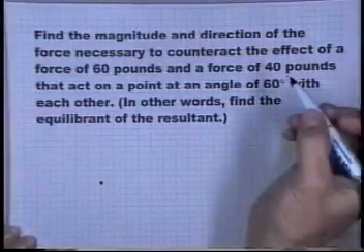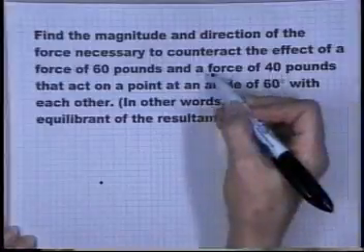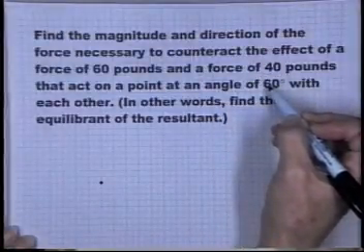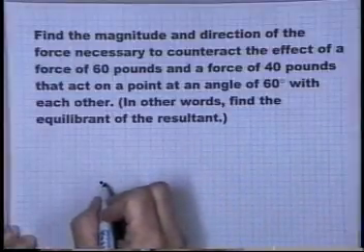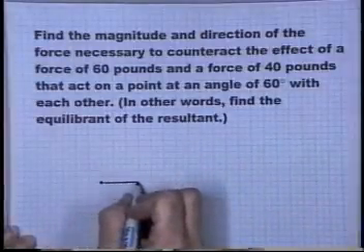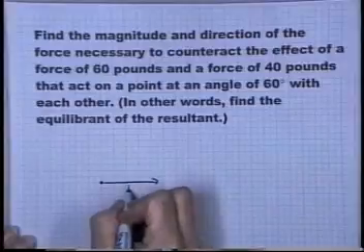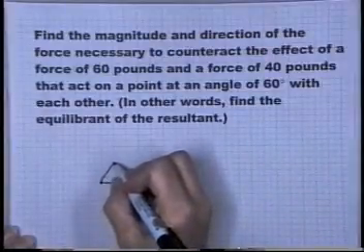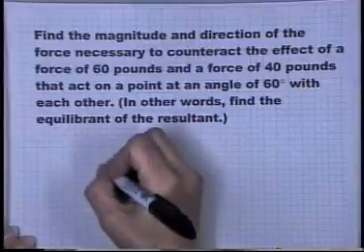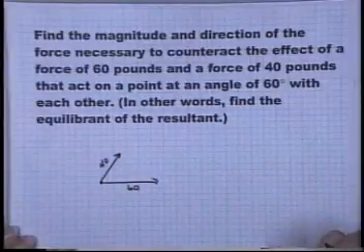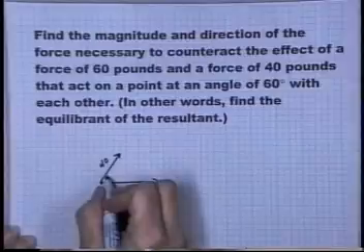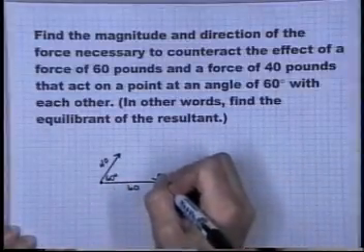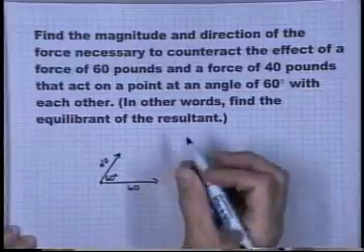Okay, let's choose an initial point. And again, we know that these two forces of 60 pounds and 40 pounds have an angle between them of 60 degrees. So let's just draw a vector out this direction, and we'll call this one the 60-pound force. We'll go about 60 degrees, and we'll have another vector that is a 40-pound force. This angle again is 60 degrees.